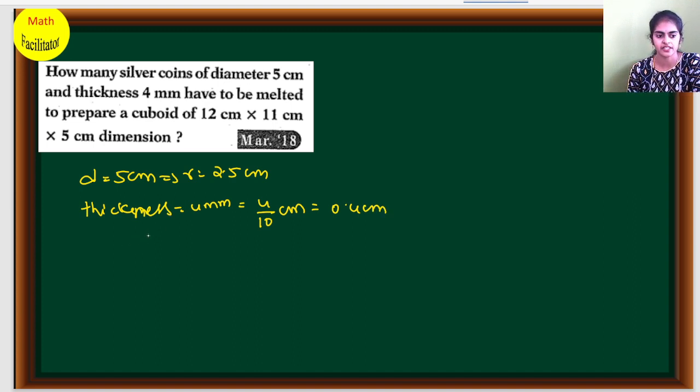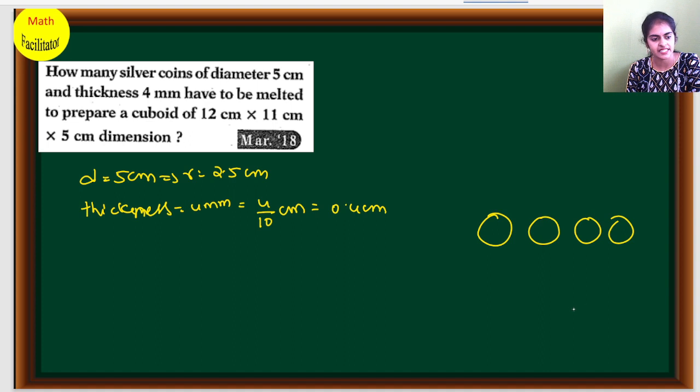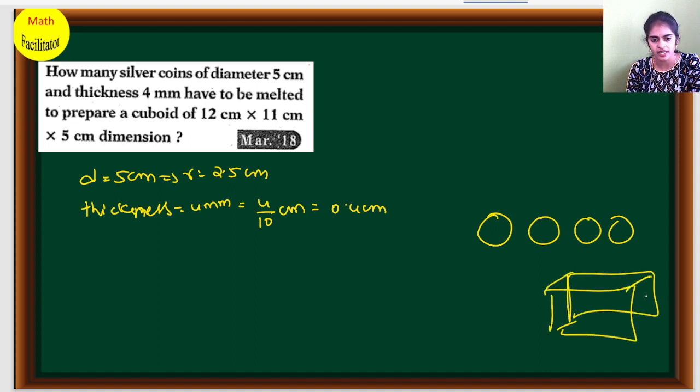Cuboid length, breadth, height are given. So how many silver coins: there are silver coins here. If we melt how many of these silver coins, you will be able to prepare a cuboid. Okay, so which means n times the volume. Here what happens, n times the volume of these silver coins equals volume of the cuboid. If we melt how many, we get the cuboid. So n times the volume of silver coin equals volume of cuboid.